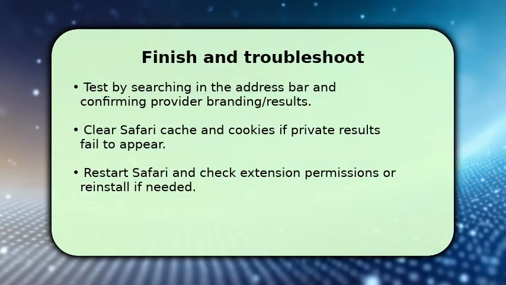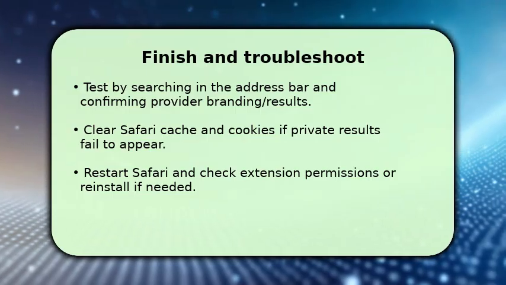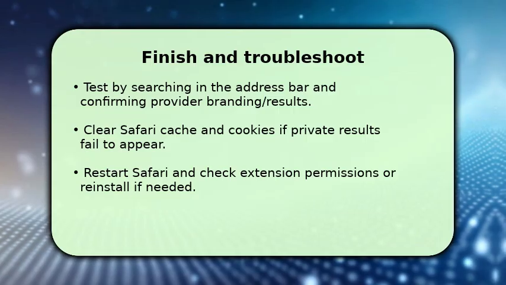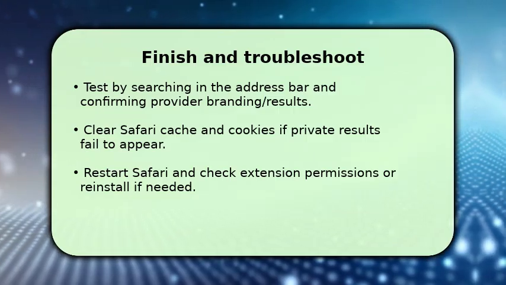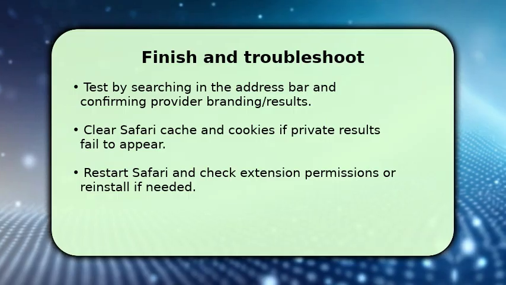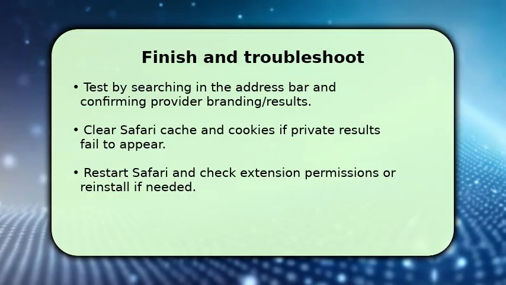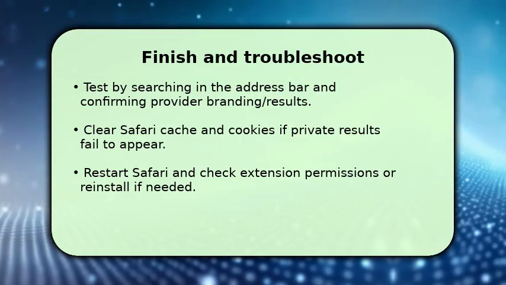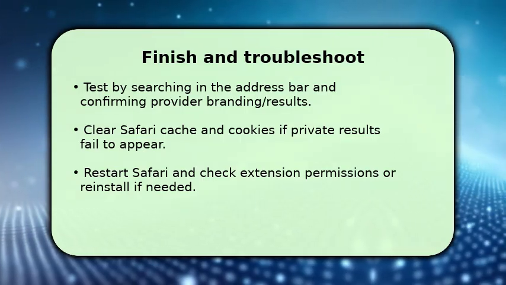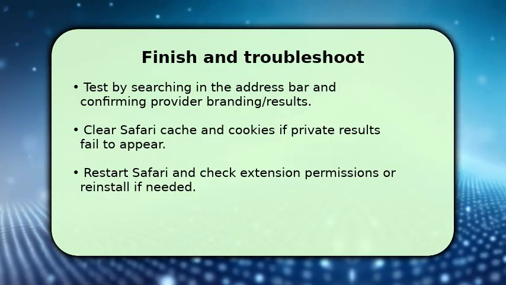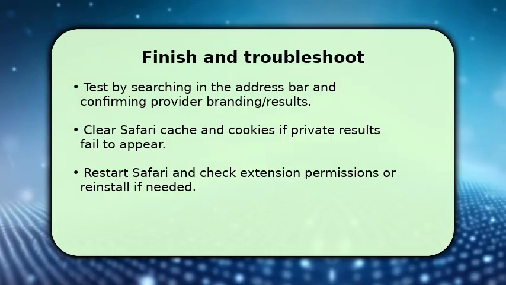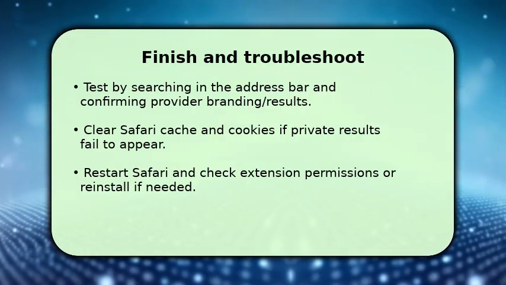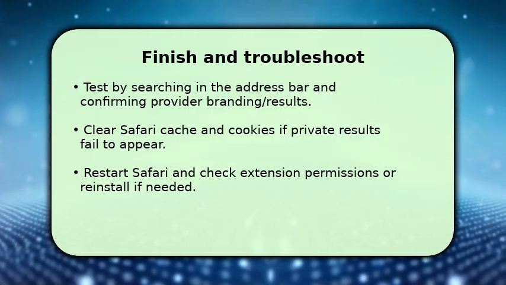Now test. Type a query in Safari's address bar and verify the results show your private provider. If it still uses the old engine, clear Safari cache and cookies, then relaunch. This removes lingering preferences that can override changes. If problems persist, confirm the extension has permission and is enabled, or uninstall and reinstall the app or extension. One key troubleshooting tip: restart your device after reinstalling, because a full restart often resolves stubborn permission or sync issues that block private search.